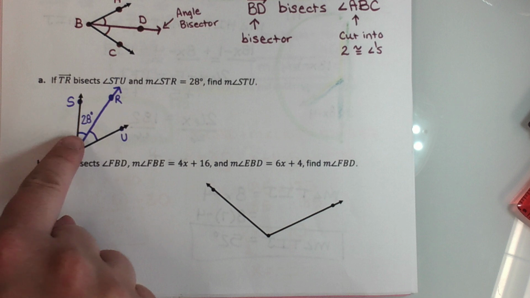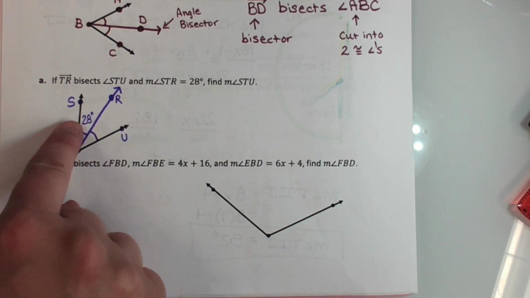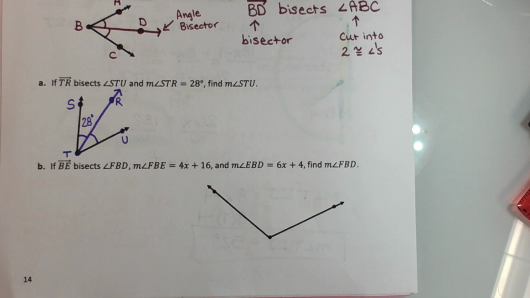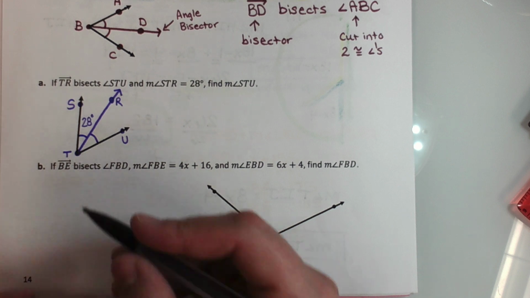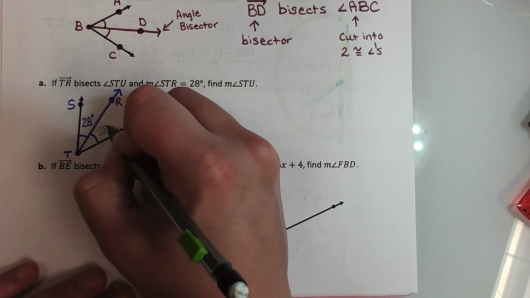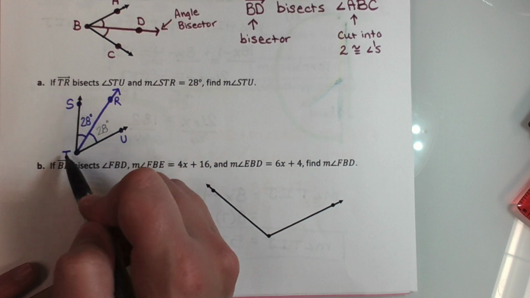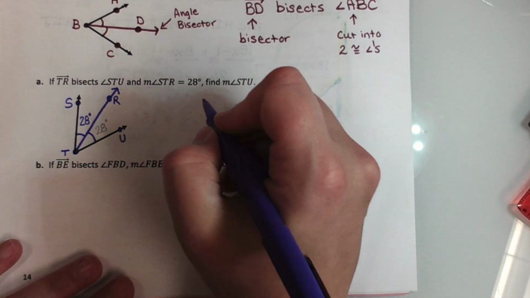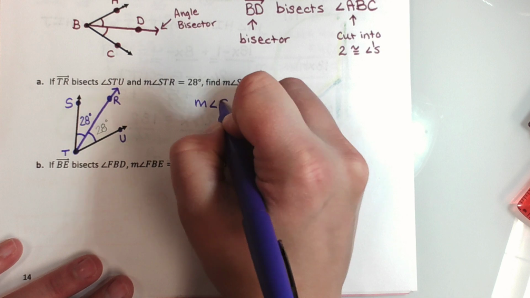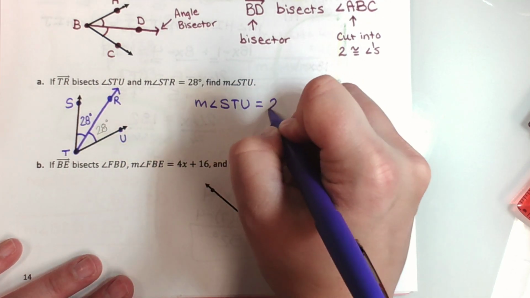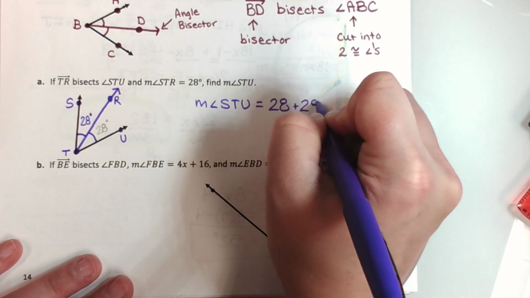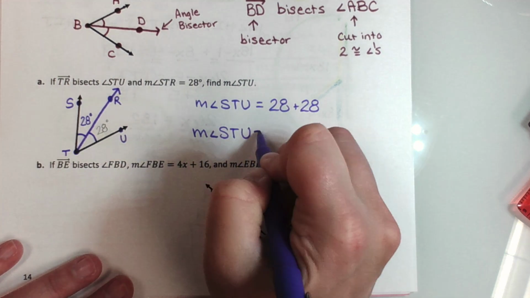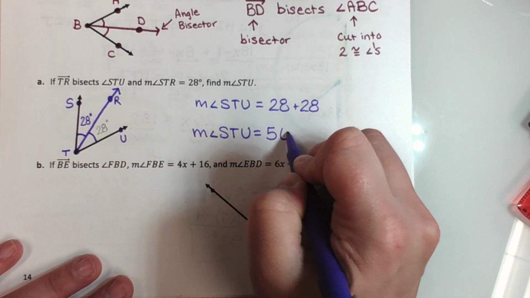Here's the thing I know about STU: it's got two congruent parts. So if that's 28 degrees, what's this? 28 degrees. And if both of those are 28 degrees, how can I get the big one? Add them together. That's angle addition postulate at work. So the measure of angle STU is equal to the 28 plus the 28. And 28 plus 28 is? 56 degrees.